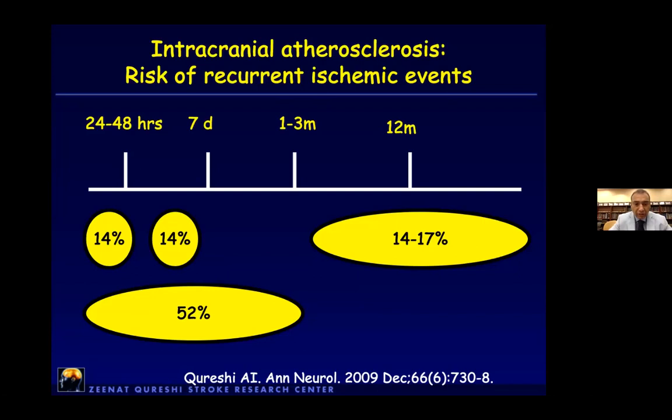As you can see from this graph, most of the patients would have a second ischemic event in the first 7 days, and most of them in the first 1 to 3 months. Almost 14% would have another event in the first 24 to 48 hours, another 14% in the first 7 days. And in high-risk patients, 52% may have another ischemic event in the first month or so. So really what it tells you is the risk of having a second stroke is high, and it's highest very close to the first ischemic stroke.